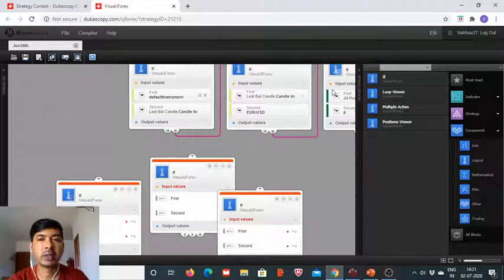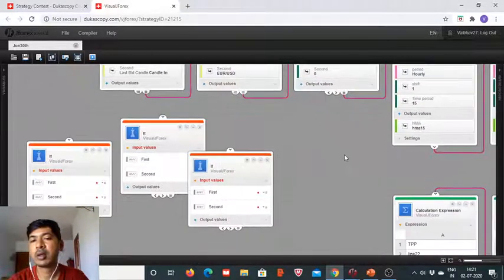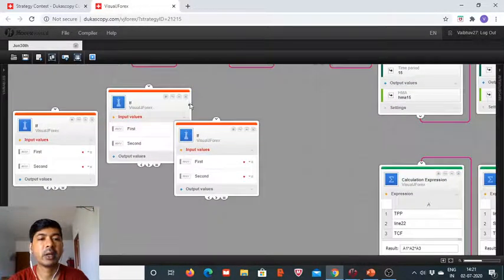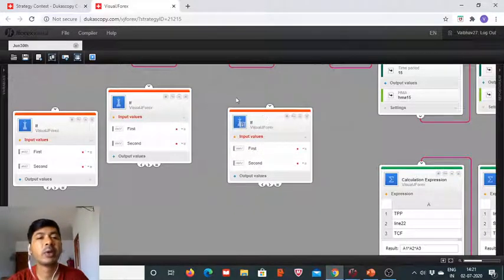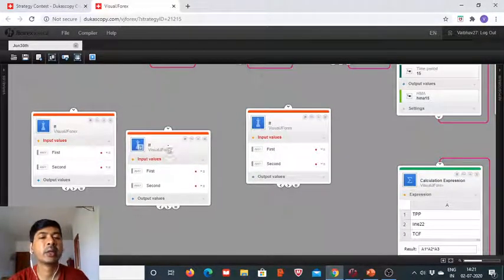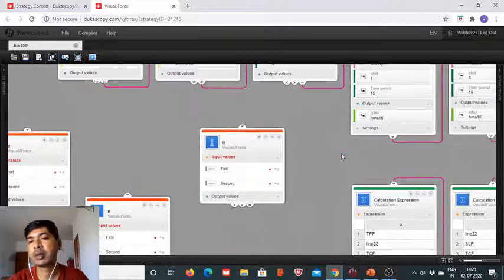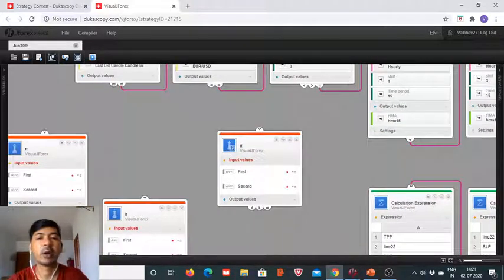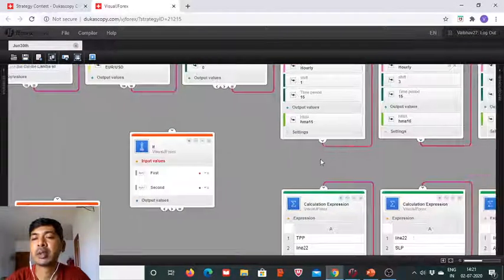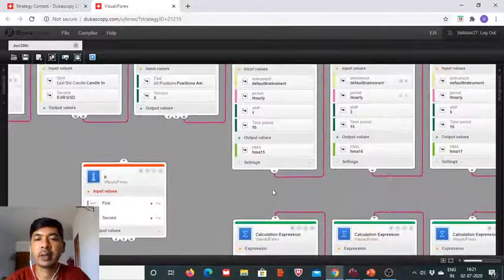First condition is that there should be enough volatility. You can place the condition any way you like, just we have to make sure that all conditions are in place. The sequence of the condition doesn't really matter.